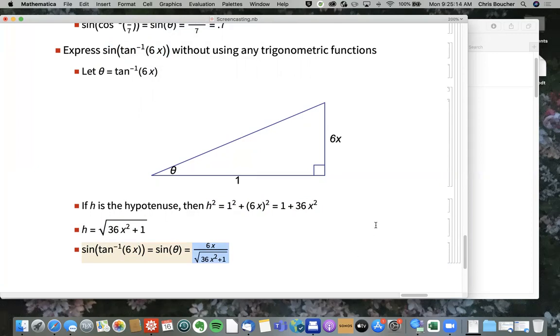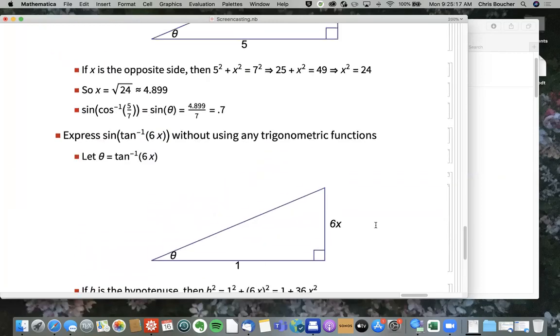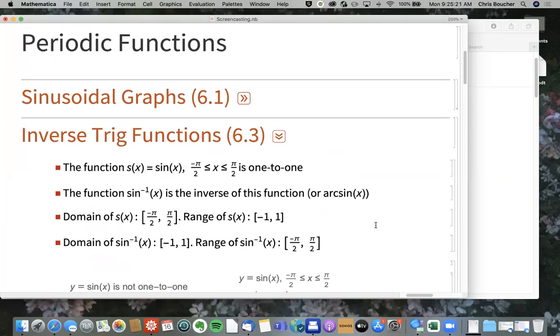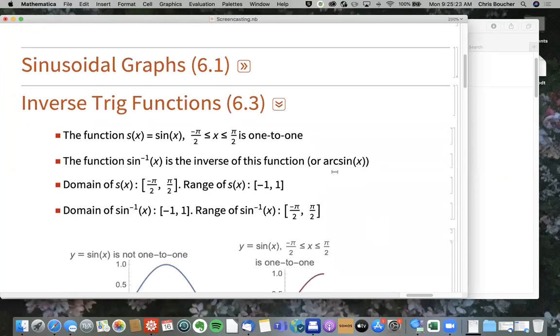Okay, that's good for a quick introduction to inverse trig functions. Do read section 6.3 and try the practice problems at the end of that section, and take good care of yourselves, folks.